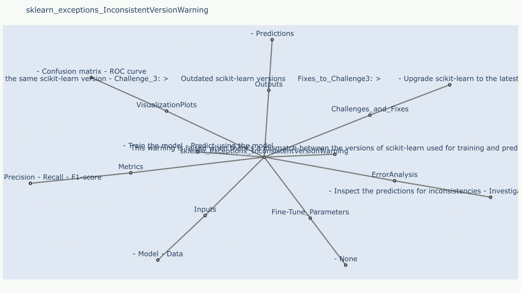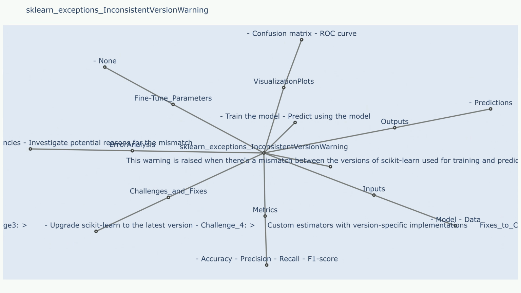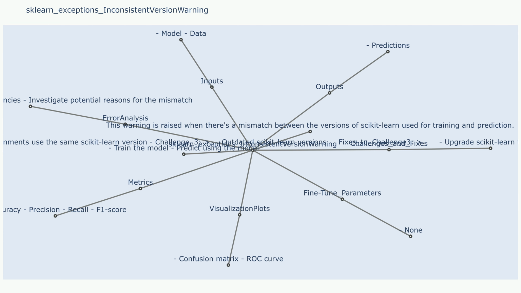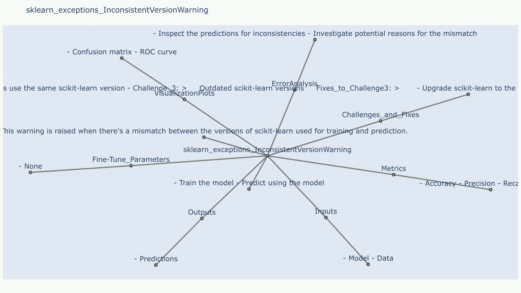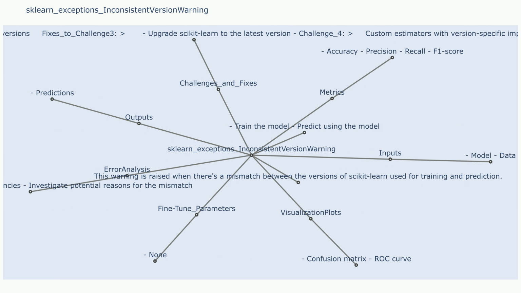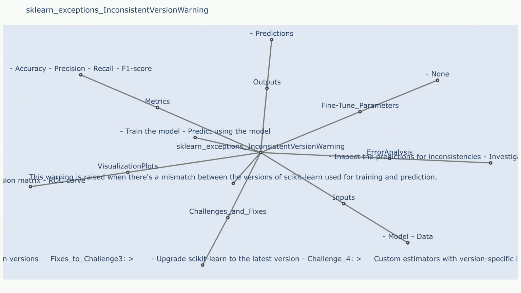Metrics: None. The warning doesn't directly measure performance or accuracy. It's a signal for potential issues. Visualization: None. This warning doesn't involve any visualizations. Fine-tune parameters: None. This warning is not related to parameter tuning. Uncertainty methods: None. This warning doesn't involve any uncertainty quantification methods.